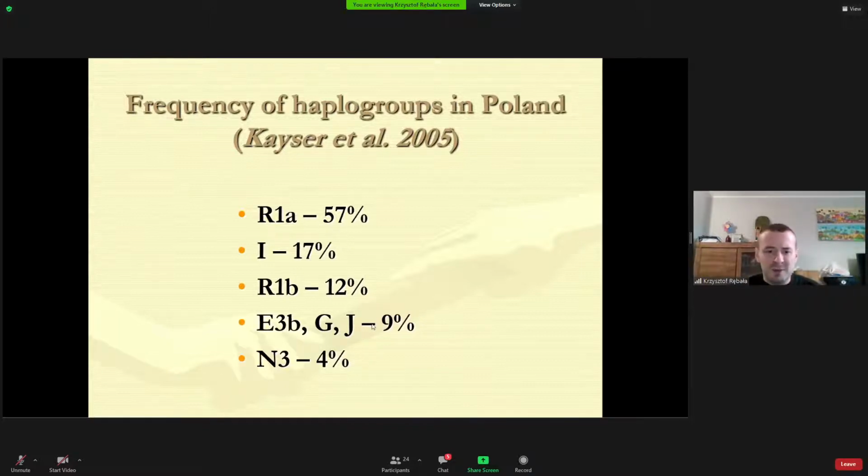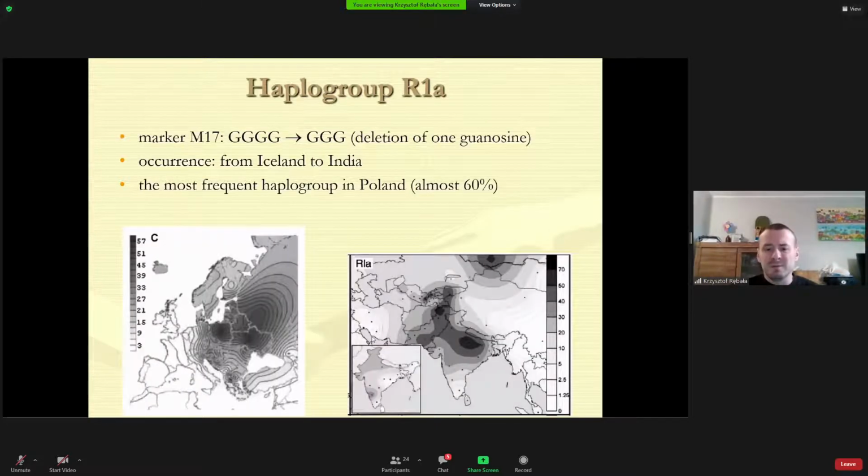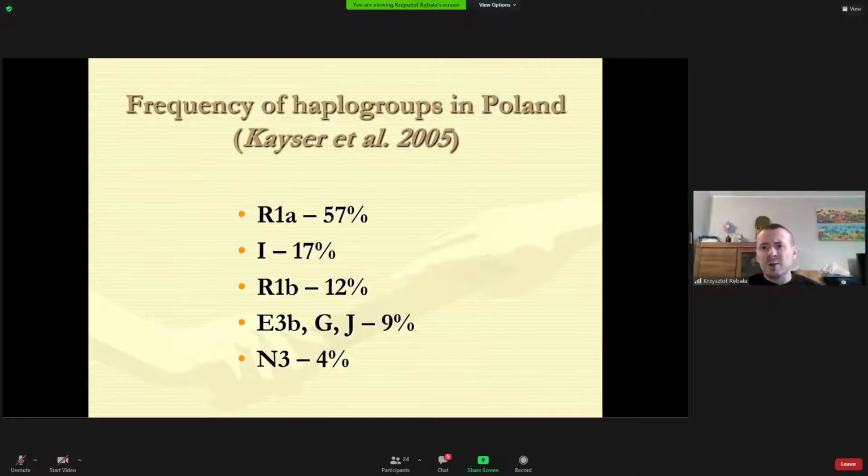And then 4% of males in Poland belong to this Uralic haplogroup N3. Okay, so when we detect that a person belongs to haplogroup R1a, what can we tell this person about their history, about the genetic origin of this person?